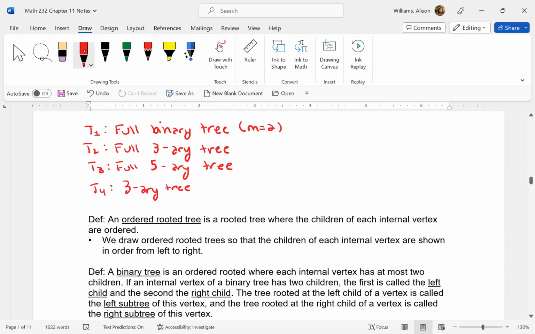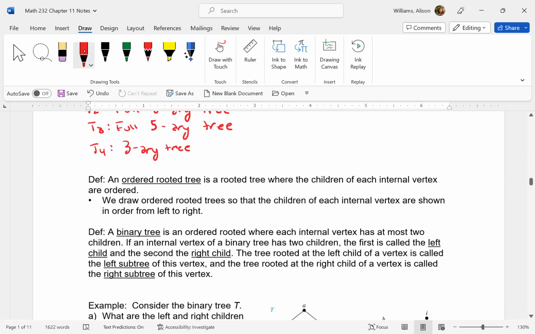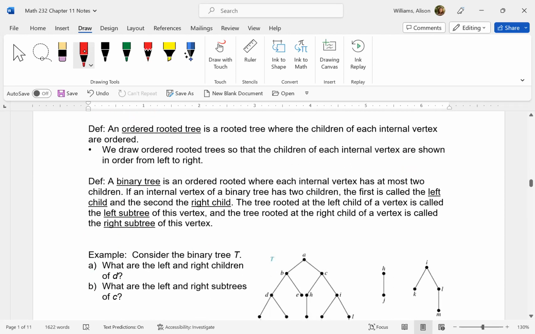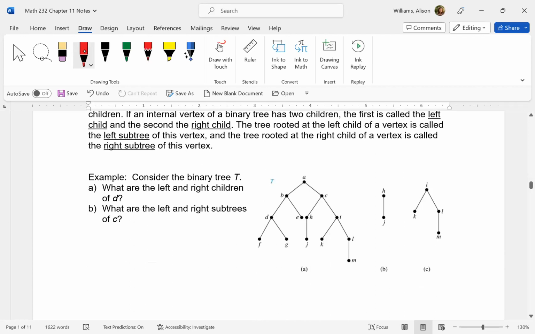An ordered rooted tree is a rooted tree where the children of each internal vertex are ordered. We draw it so that they are shown in order from left to right. And I mentioned left to right earlier. So here, let's look a little bit deeper. A binary tree is an ordered rooted tree where each internal vertex has at most 2 children. If an internal vertex of a binary tree has 2 children, the first is called the left child, the second is called the right child. The tree rooted at the left child of the vertex is called the left subtree, and the one at the right is the right subtree. Okay, so let's look at this.